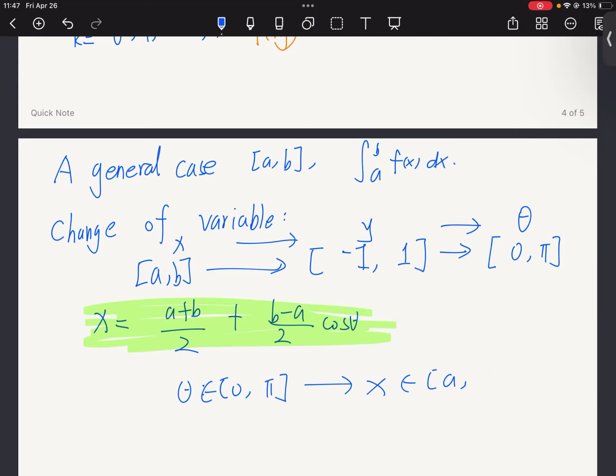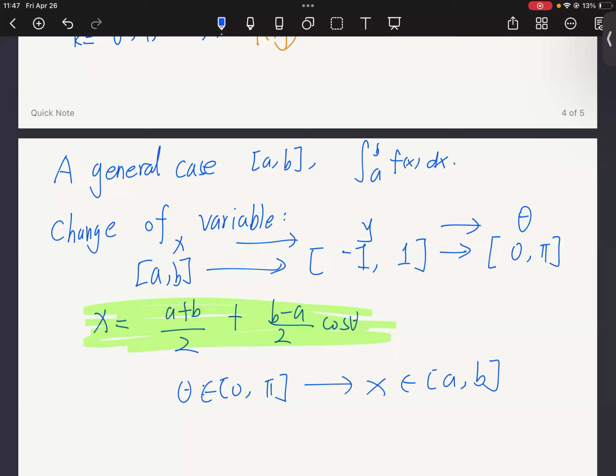So let's see. If you substitute the 0 into this, then it's just cosine 0, and that is just 1. So this is just (b minus a) divided by 2, and then we do the addition here, and then it gives you the b value. Does it make sense? If you substitute the pi here, you would get the a value. So now you have the change of variable, changing theta to x, and there's a correspondence here, right?